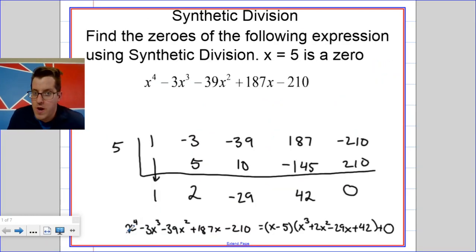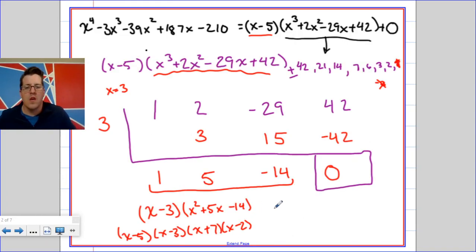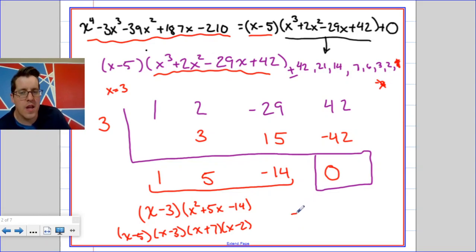Then we go back to the directions, and we say, did it ask for zeros, did it ask for factors? It asked for zeros, so we're going to convert all of these answers from zeros to factors. So all of the solutions, or all of the zeros for this function, are -7, and 2, and 3, and 5.